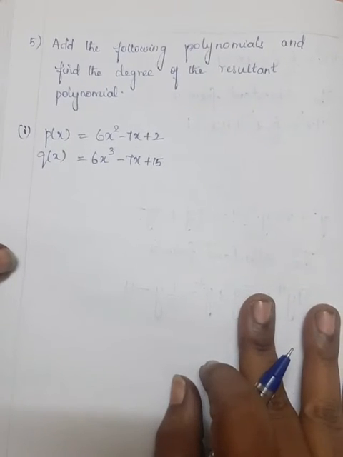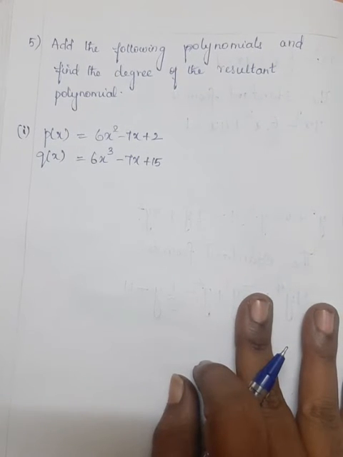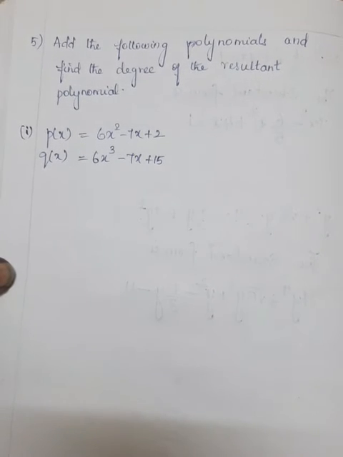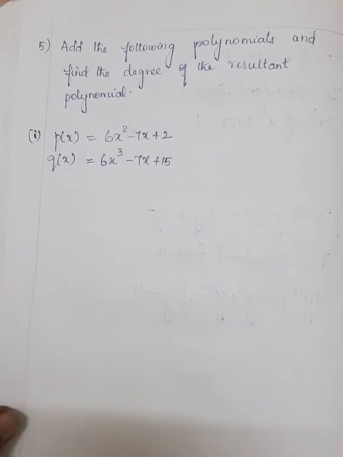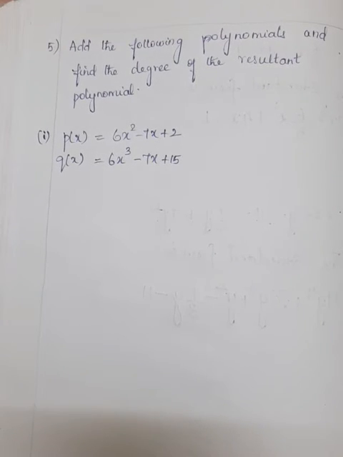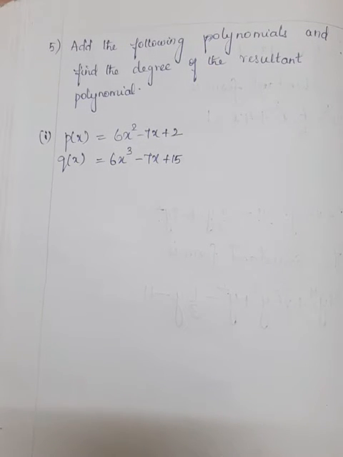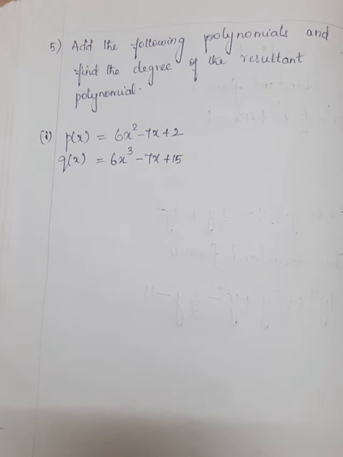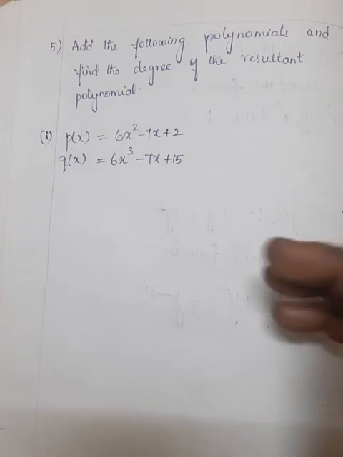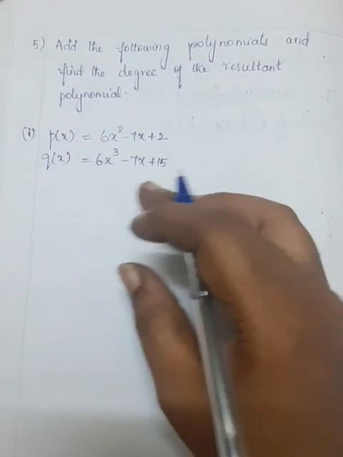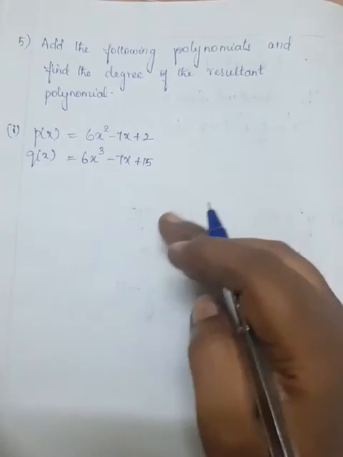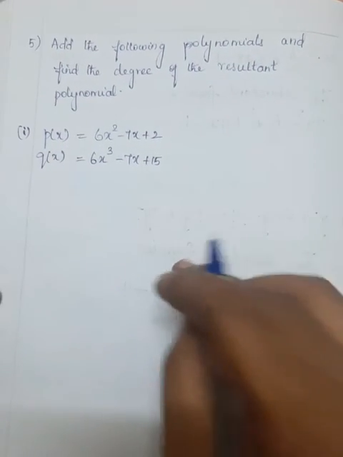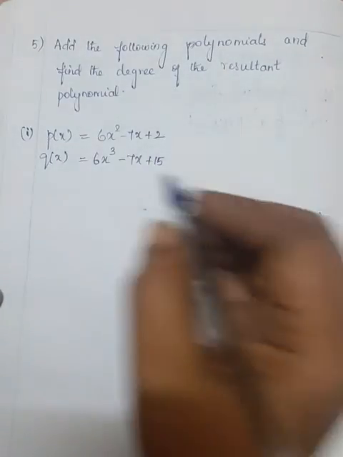Next, the fifth question. Add the following polynomials and find the degree of the resultant polynomial. So, they have asked us to add the given polynomial. Okay. So, you have two methods of adding the polynomial. One is which you would have followed in your lower classes. You will write the first given number at the top and next given number at the bottom. Then you will add, right?